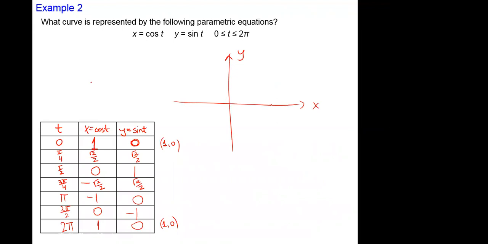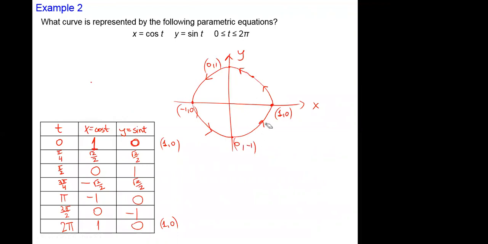Okay, (1, 0). That means this is my initial point, and actually the terminal point. And then (√2/2, √2/2) is somewhere in the middle. And I will go this way. And then (0, 1). Then (-1, 0). And (0, -1). And back to the original point. Okay? I know, looks good.